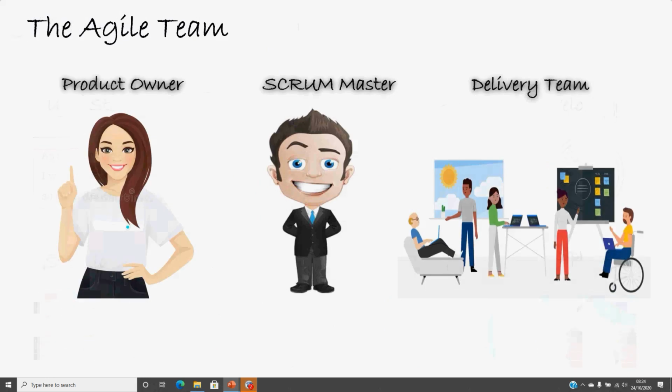So let's talk about a few roles available in agile teams. The roles that we have are product owners, scrum masters, and your delivery team. So product owner, who is the product owner? The product owner is the end customer, or a person who represents the end customer.